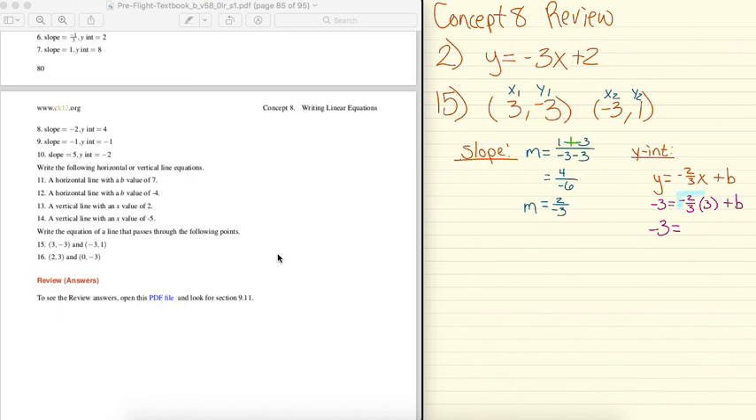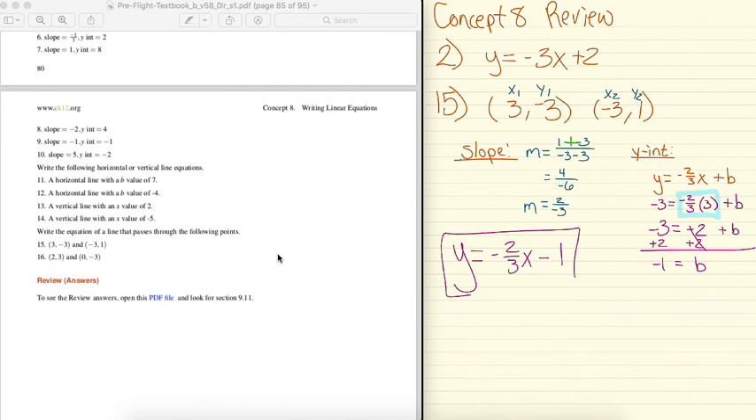I'm going to multiply the -2/3 by 3, and that's going to give me -2. Then I'm going to add that -2 over because I'm trying to solve for b, and I get -1. So my y-intercept is -1. So in the end, my final answer, inserting my slope of -2/3 and my y-intercept of -1, I get y equals -2/3 x minus 1.